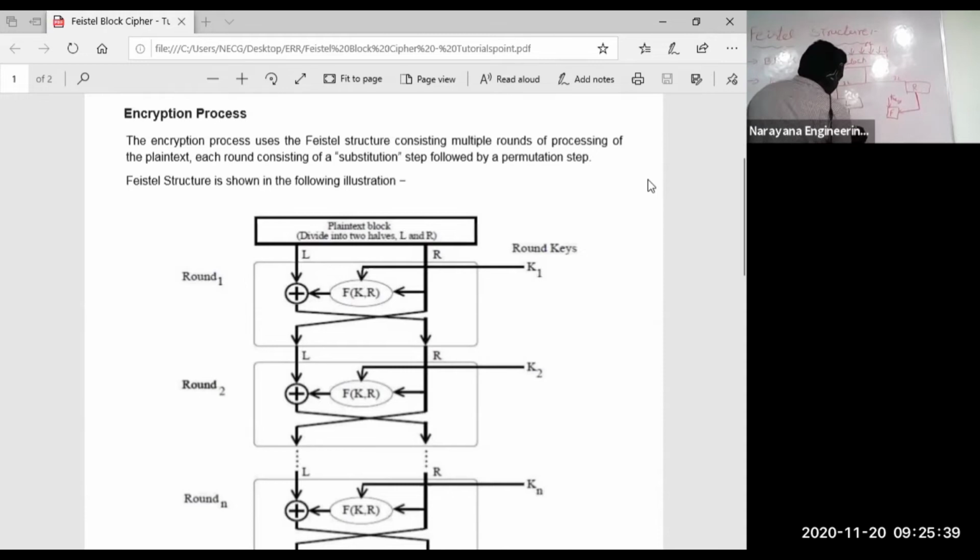Here some exclusive OR operation you have to apply after getting the round function results.